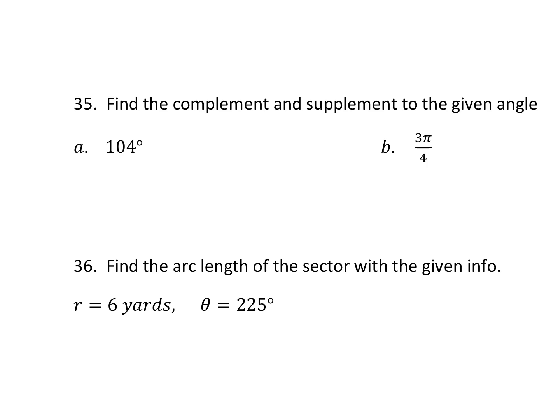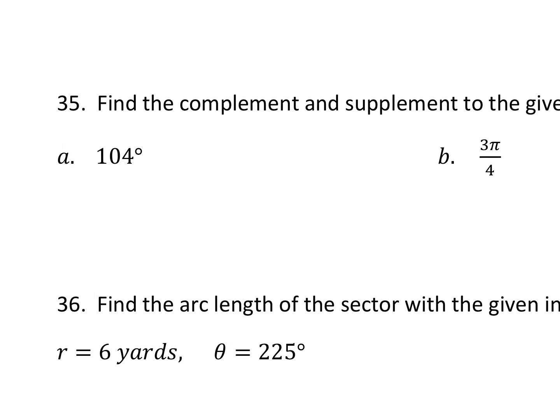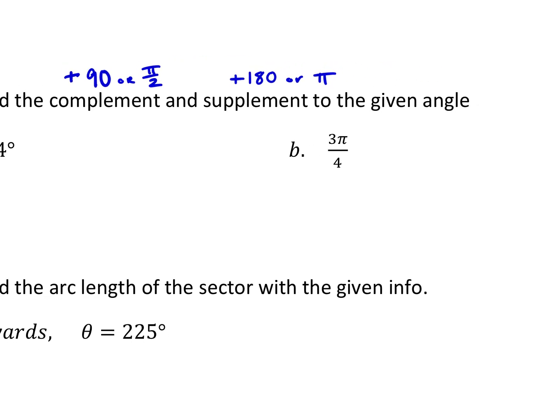Find the complement and supplement of the given angle. Complement is going to add up to 90 or pi over 2. Supplement is going to add to 180 or pi. Complement and supplement have to be positive. So 2 positive angles that add up to 90 or 180.